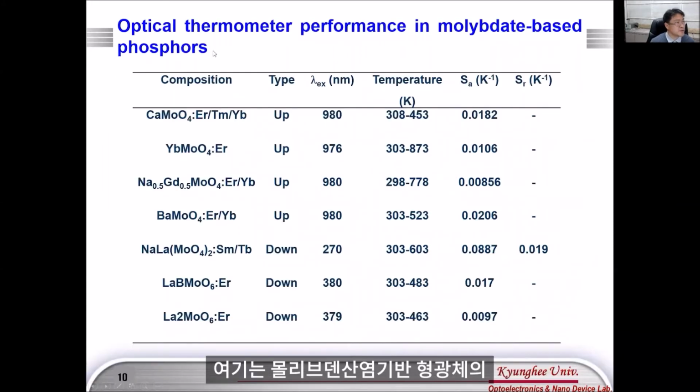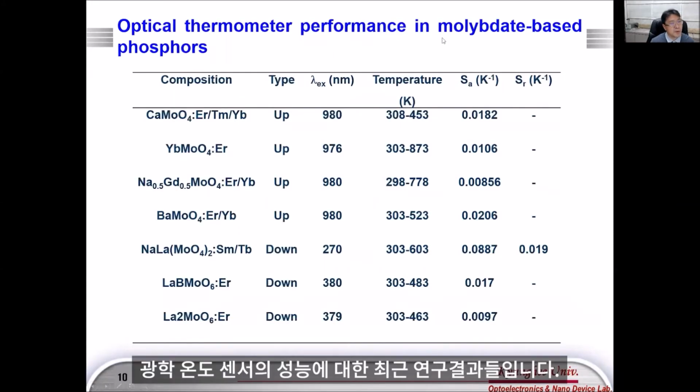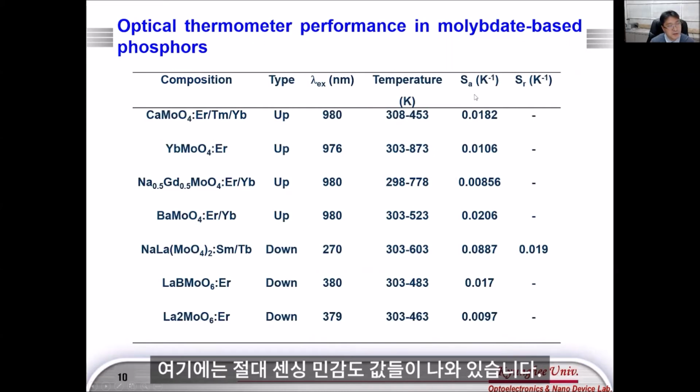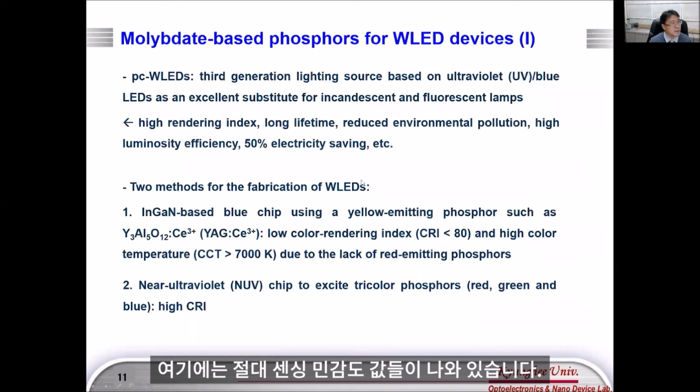This viewgraph shows the optical thermometer performance in recent molybdate-based phosphors. This one shows the up conversion. This one shows the down conversion. This one shows the absolute sensing sensitivity value.